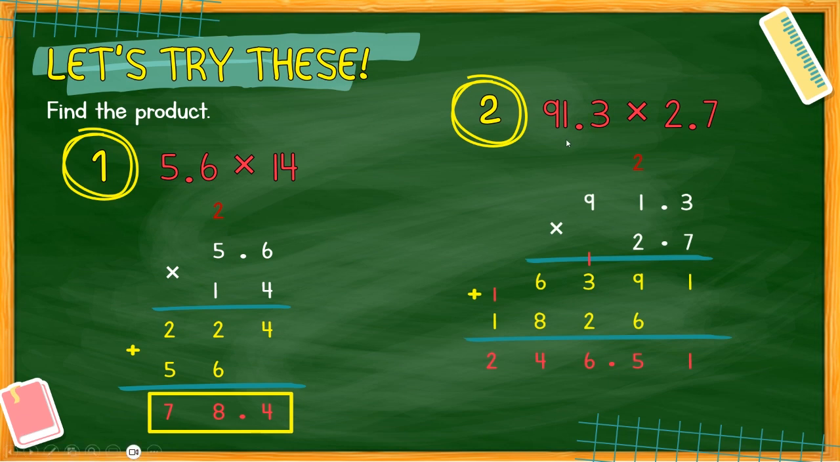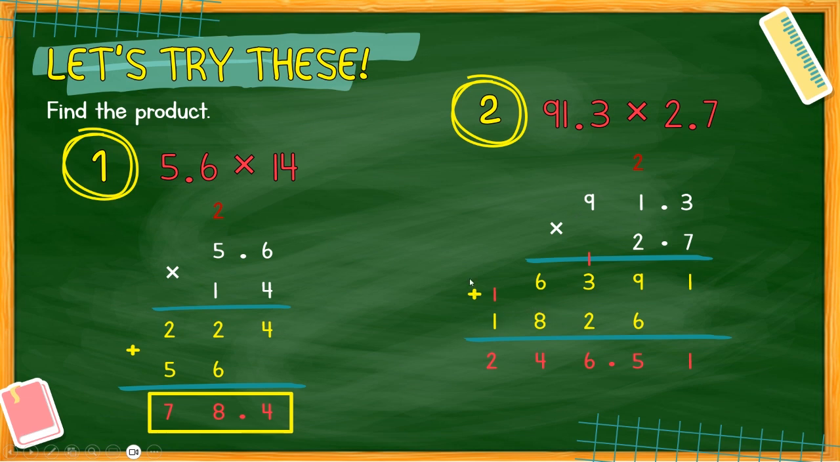So 91 and 3 tenths multiplied by 2 and 7 tenths. 7 times 3, the answer is 21. 1, regroup 2. 7 times 1, 7 plus 2, 9. 7 times 9, the answer is 63. So this will be 63. And then 2 times 3, 6. 2 times 1, 2. 2 times 9, 18.